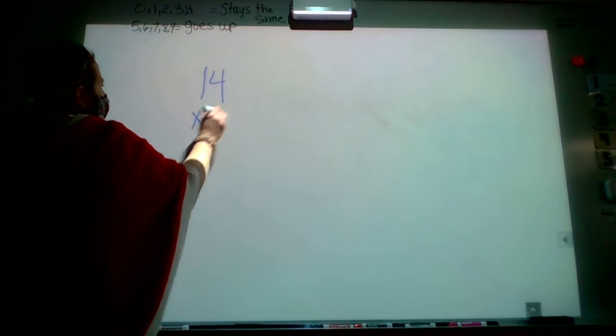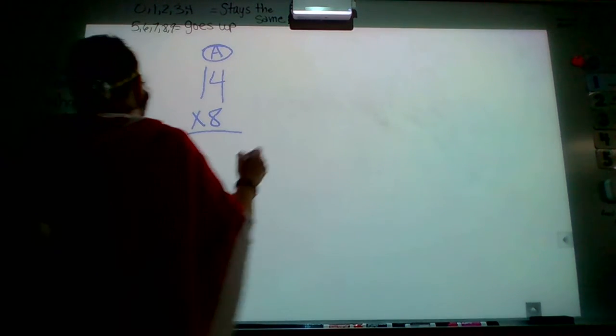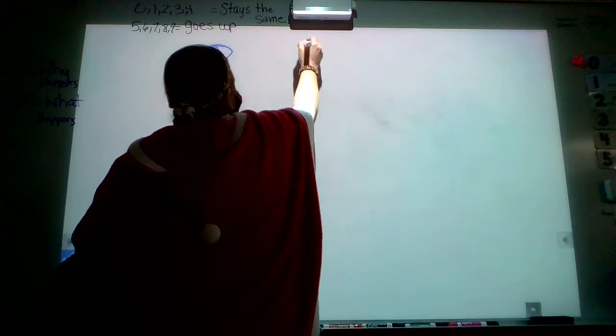The seats in section A and B of the stadium are all taken for the last show. Section A has 8 rows of 14. That's A. And section B has 6 rows of 16.